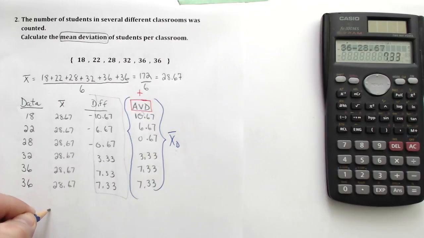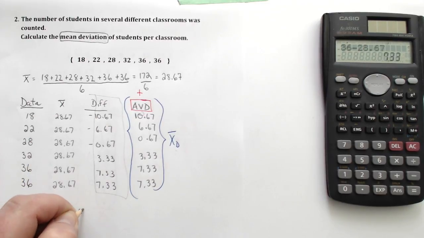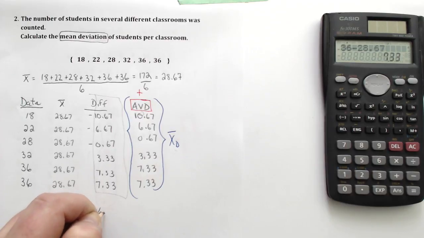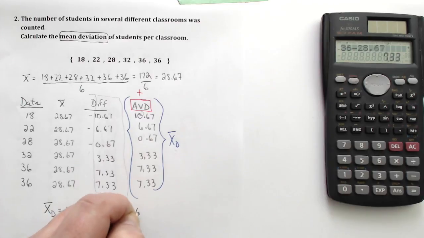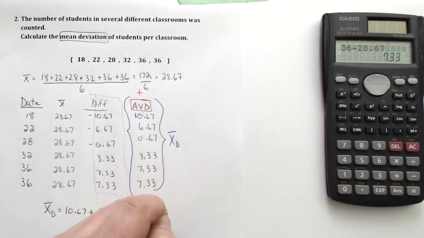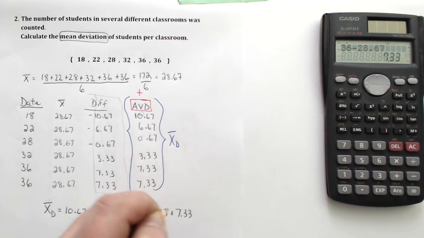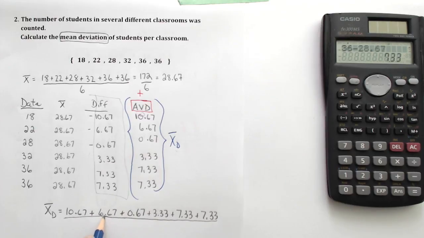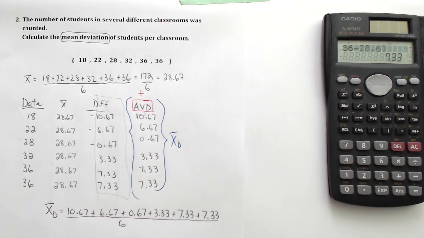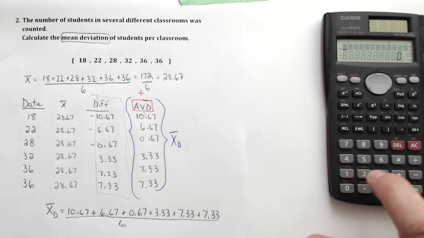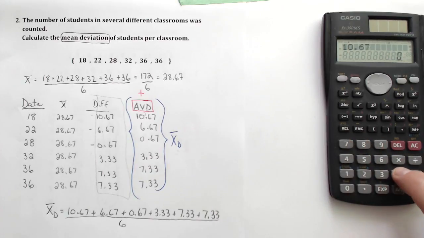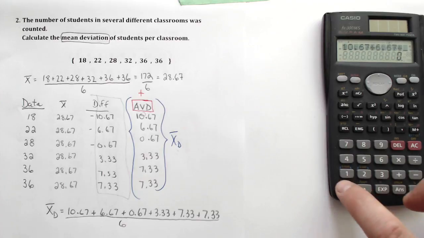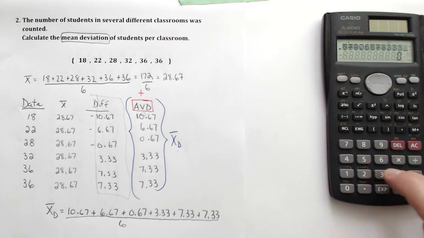So we're going to start off with the symbol. I'm a fan of the symbol, so mean deviation will be equal to 10.67 plus 6.67 plus 0.67 plus 3.33 plus 7.33 plus 7.33, and once I've got all of those numbers, I'm going to divide by 1, 2, 3, 4, 5, 6. So bear with me for a second. We'll come over to the calculator and we're going to go 10.67 and add that to 6.67 plus 0.67 plus 3.33 plus 7.33 plus 7.33.